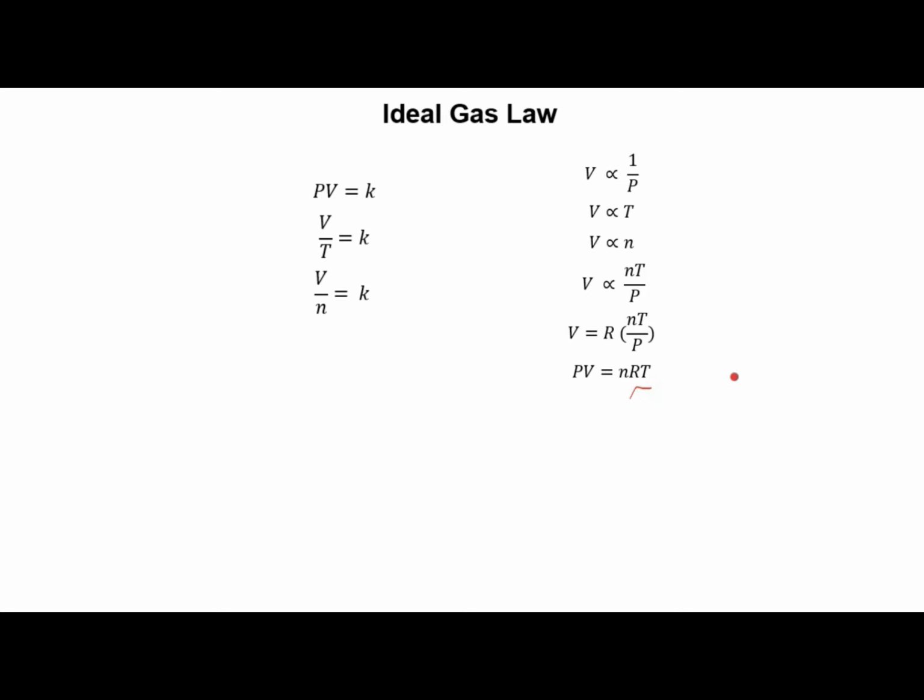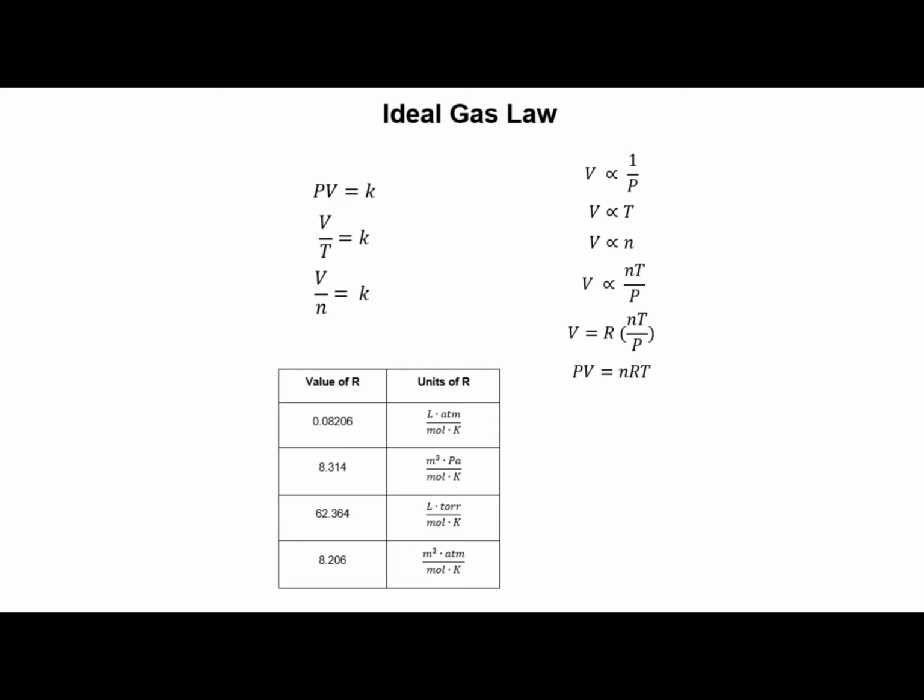Now R, the universal gas constant, has several values depending on its units. So here is a table giving several values of R and their units. When you are choosing a value for R, you want to look at your units and see what matches with the pressure and volume that you have been given. However, mole and Kelvin always stay the same.